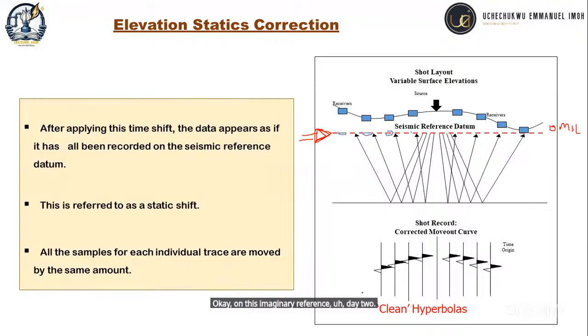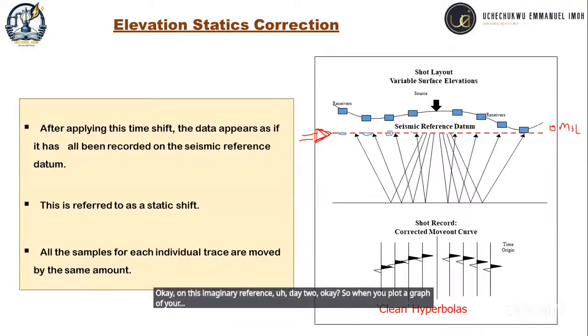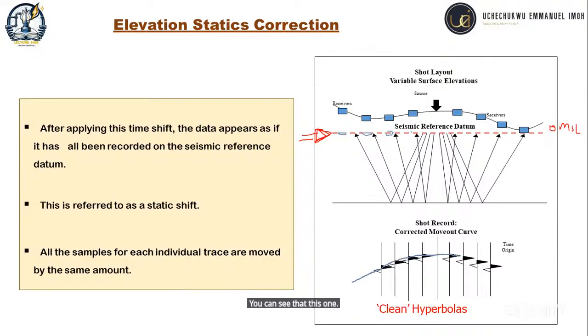Okay, so when you plot a graph of your receiver arrival time against offset, you can see that this one will have a hyperbolic shape. Does that make sense? Yes, sir. Okay, so that is what we mean by statics correction in terms of elevation statics correction.